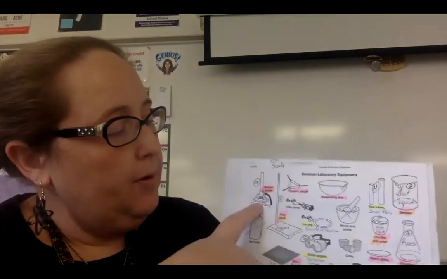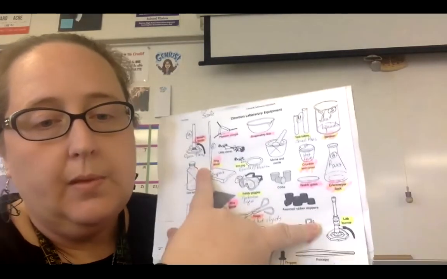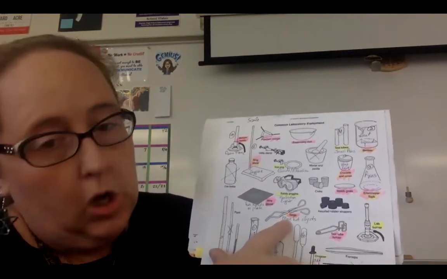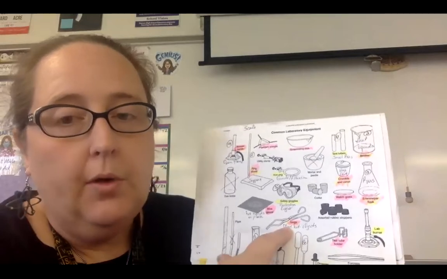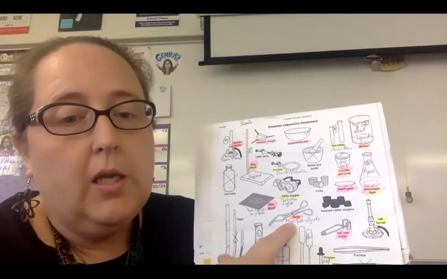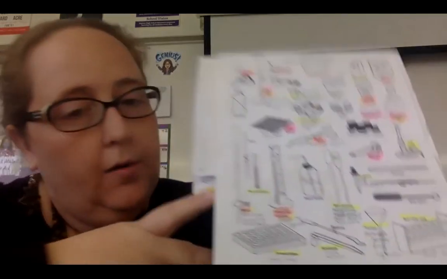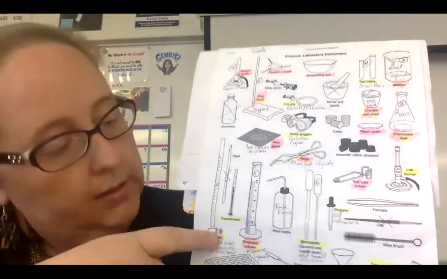This just says lab burner, but I don't really see what the difference is between these two, so I'm not terribly worried about it. Tongs are used to move hot objects. You don't ever want to grab a beaker or anything with your hands and move it. You want to use the tongs. Talked about wire gauze.